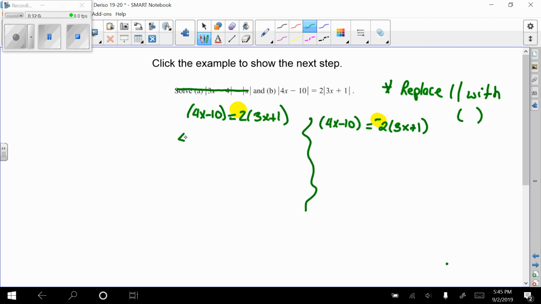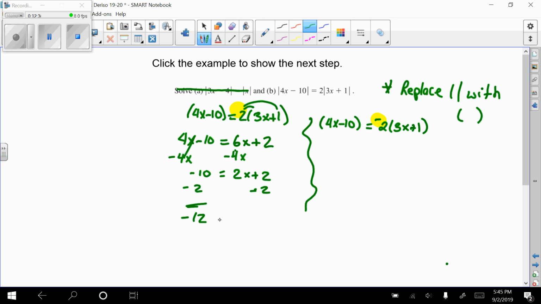Here on the left I'm going to get rid of my parentheses for now because I'm not multiplying them times anything, but I do have to distribute. This is going to be 6x plus 2, and I'm going to solve. 6 is my bigger number here, so I'm going to subtract 4x from both sides. These cancel. I get a negative 10 equals 2x plus 2. I'm going to subtract 2 from both sides. Okay, and that's a negative 12 equals 2x. And finally, dividing by 2, x equals negative 6.